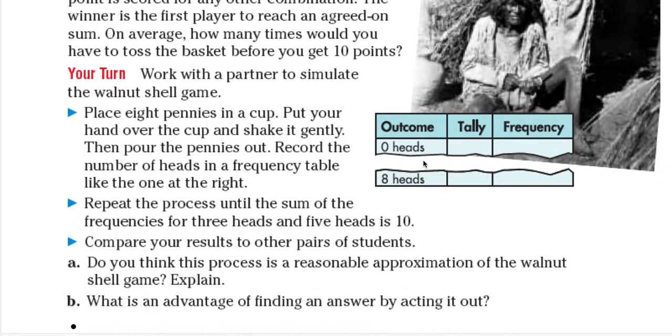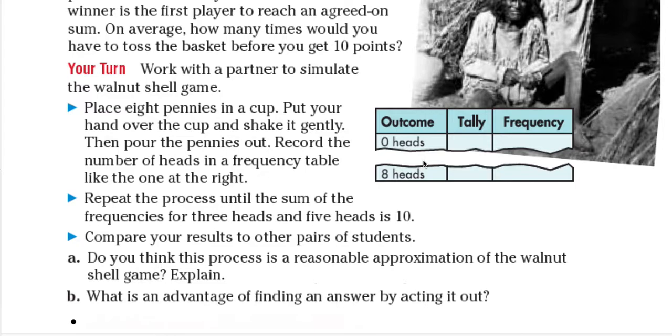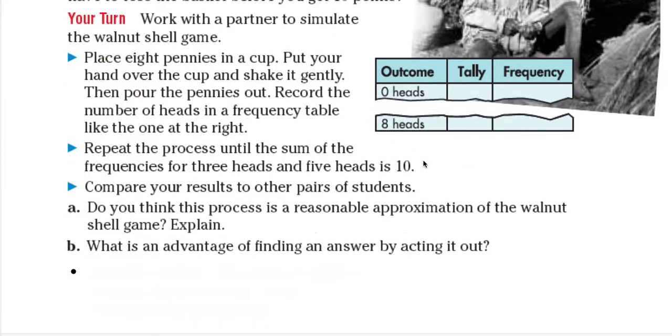Basically, what you need to do, place 8 pennies in a cup, put your hand over the cup and shake it gently. Then pour the pennies out. Record the number of heads in the frequency table, like the one shown here. Outcome, tally, frequency, and what you come up with, heads or tails, number of heads. Repeat the process until the sum of the frequencies for 3 heads and 5 heads is 10. Compare results to other pairs of students.